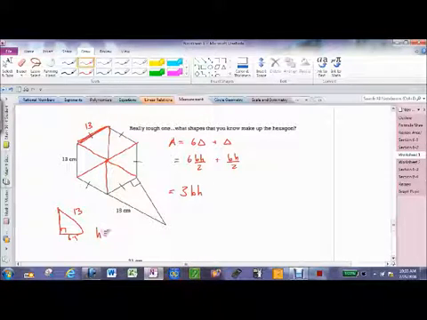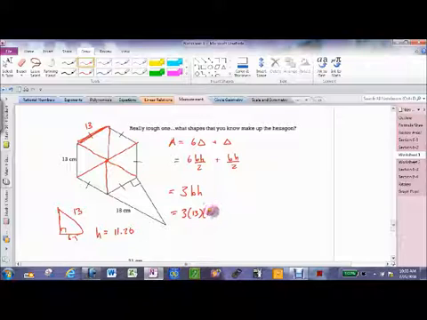Can you now find your H? So h equals the square root of 13 squared minus 6.5 squared, 11.26. So now do you have an h for there? You do, don't you? So that is 3. What's your base? 13. What's your height? 11.26.